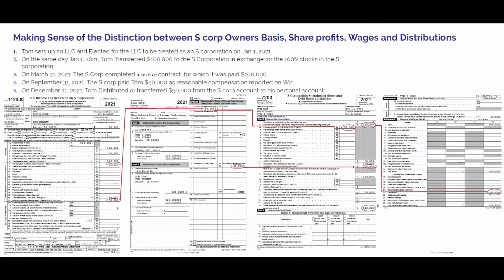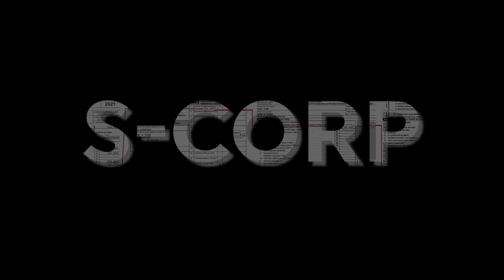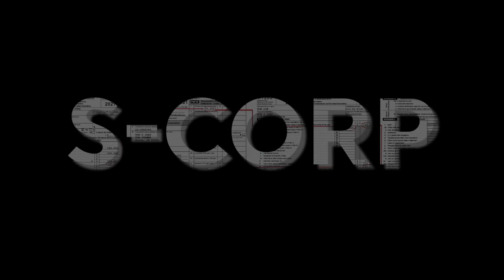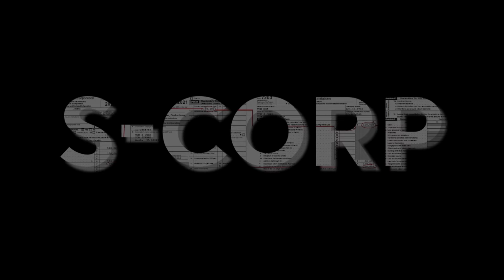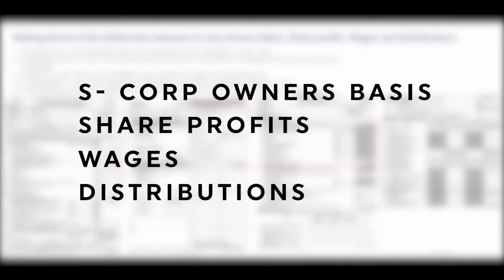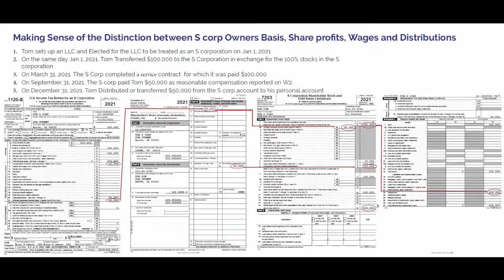So in this video, we're going to talk about S Corp, and the purpose of this video is to help you make sense of the distinction between an S Corporation owner's basis, an S Corporation share of profit that's given to shareholders, wages that the S Corporation pays to you as the shareholder, and also the distributions that you take. These four items confuse a lot of S Corp owners or shareholders.